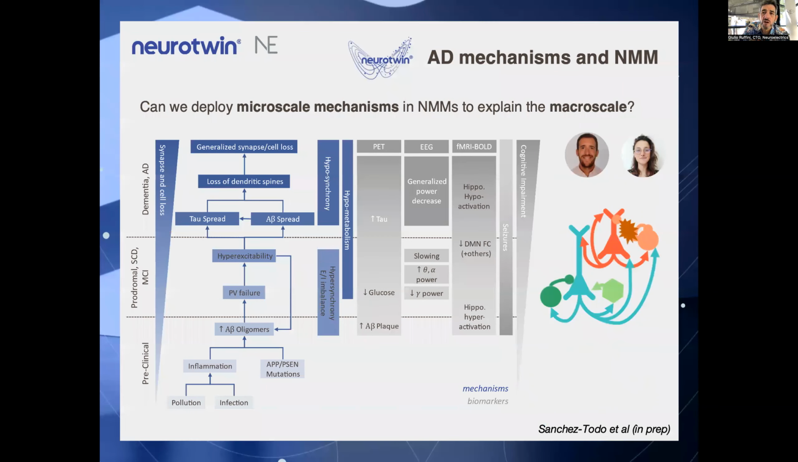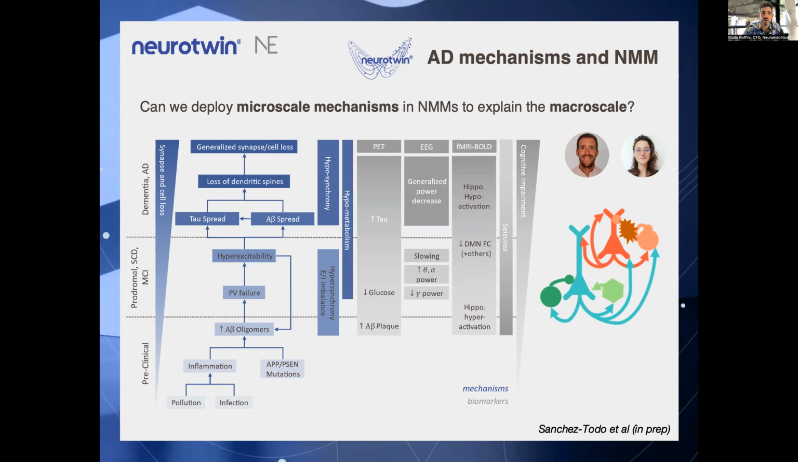So in the context of Alzheimer's disease, one of the first things that we needed in order to construct computational models for these pathologies is to have a model of pathology. Because if we understand the mechanistic aspects of pathology, then we can map them in a reasonable, principled way into the neural mass model.